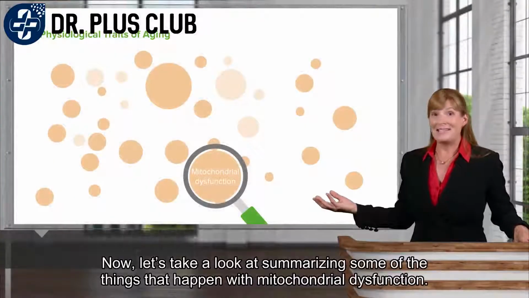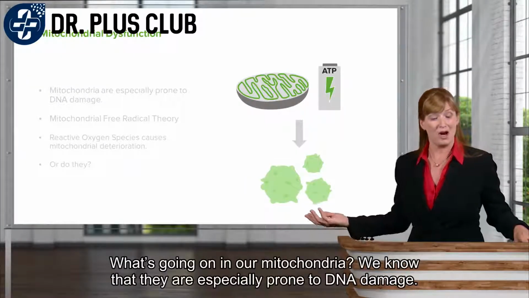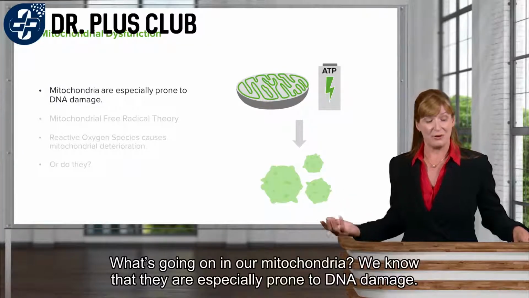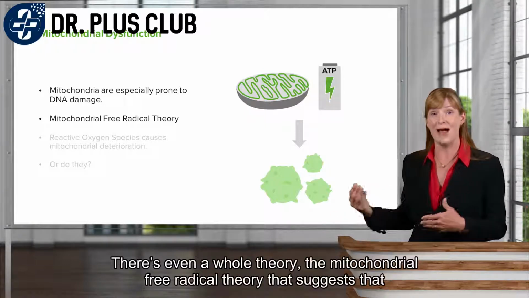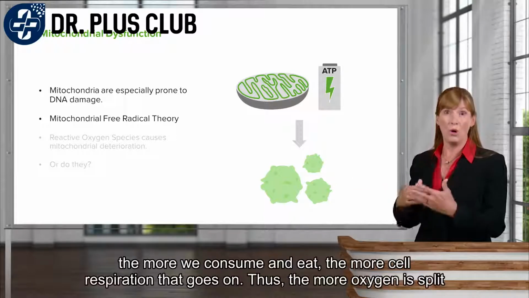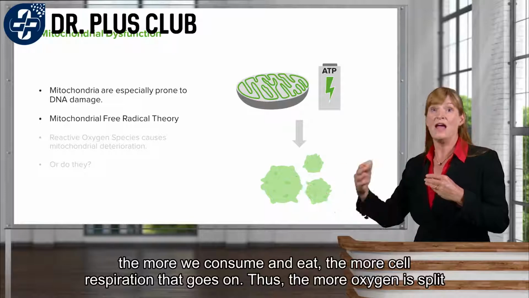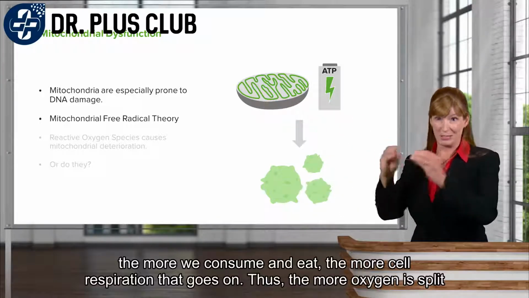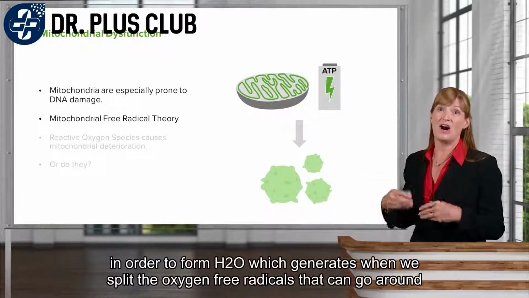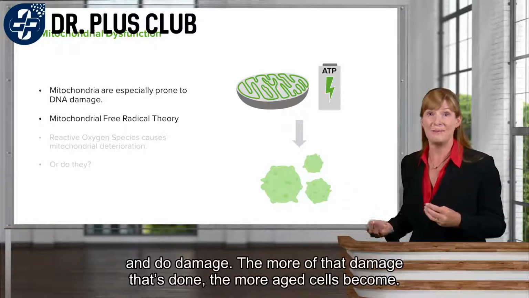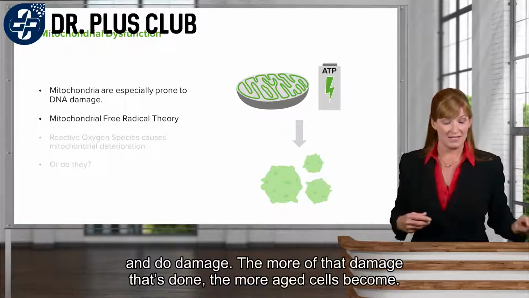Now let's take a look at summarizing some of the things that happen with mitochondrial dysfunction. What's going on in our mitochondria? We know that they are especially prone to DNA damage, and there's even a whole theory, the mitochondrial free radical theory, that suggests that the more we consume and eat, the more cell respiration that goes on, and thus the more oxygen is split in order to form H2O, right, which generates, when we split the oxygen, free radicals that can go around and do damage, and the more of that damage that's done, the more aged cells become.